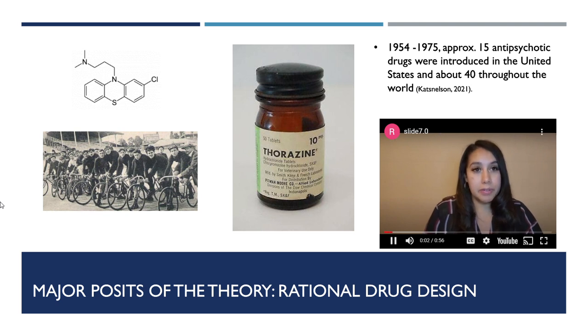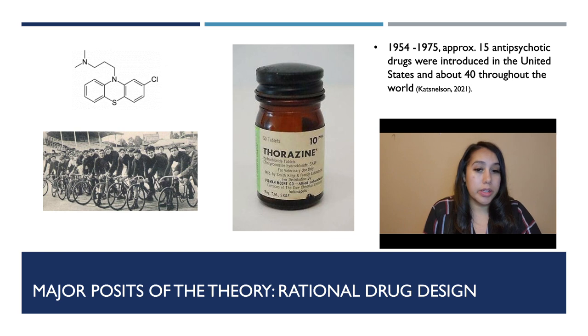Between 1954 and 1975, about 15 antipsychotic drugs were introduced in the United States and about 40 worldwide. This era really highlighted psychopharmacology, neurotransmission, and our understanding of mental illness as a biological process.